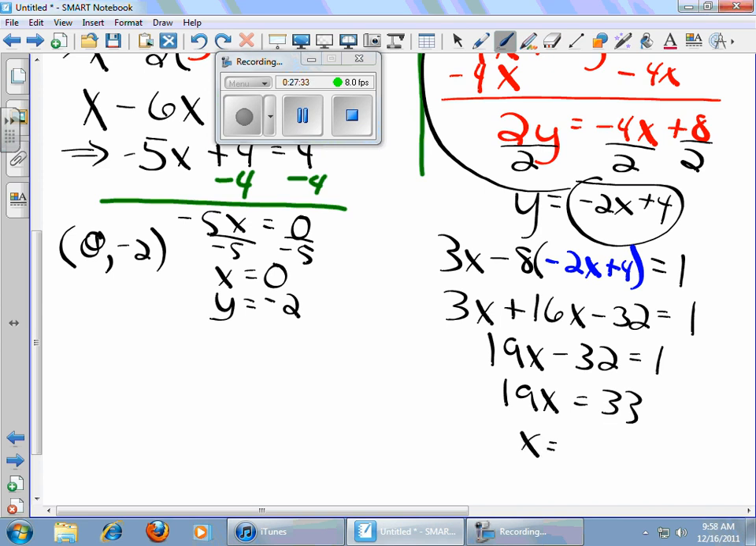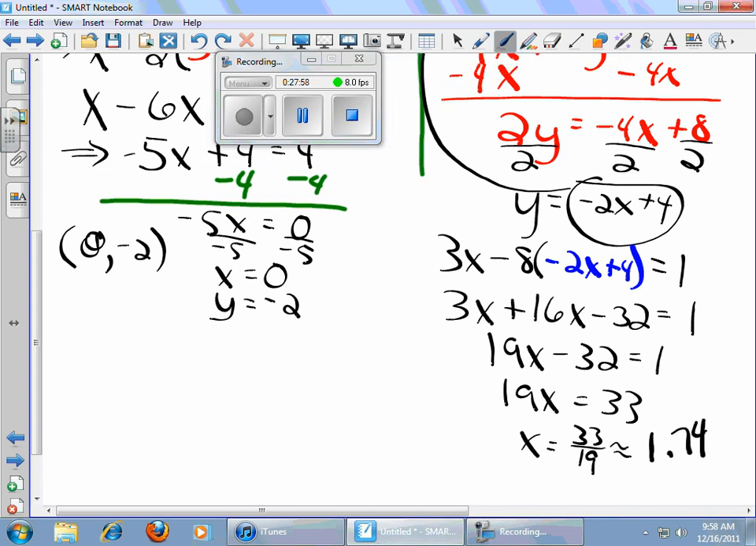Then x is going to equal 33/19. Oh my goodness, is that ugly? I think I'll use a decimal approximation for that. I know it's going to be like 1 and 16/19, but it is so ugly. Actually, I think it's going to be 14/19. But okay, so x comes out to be approximately 1.74.